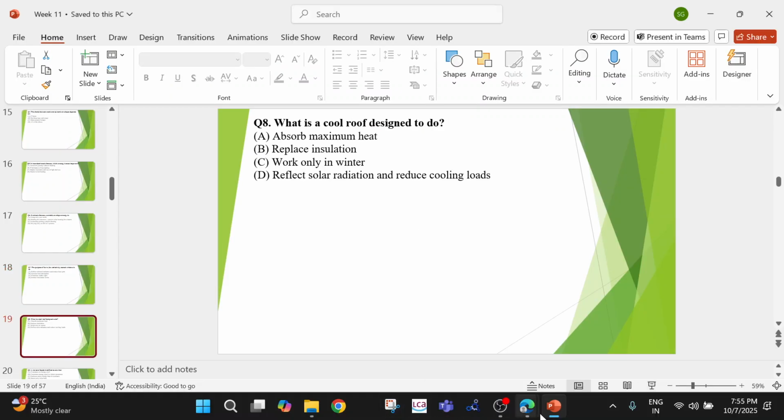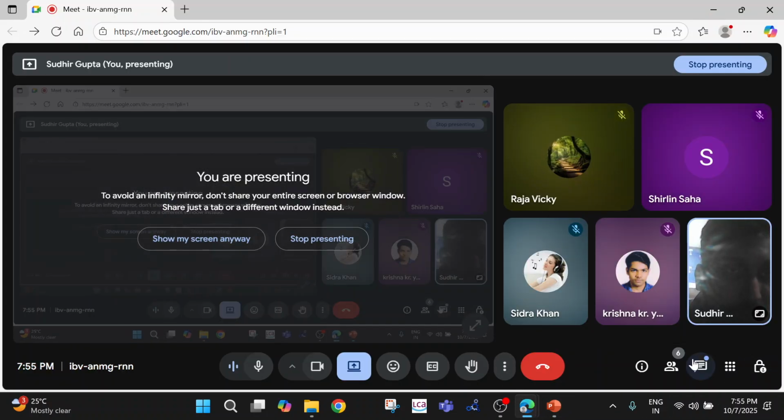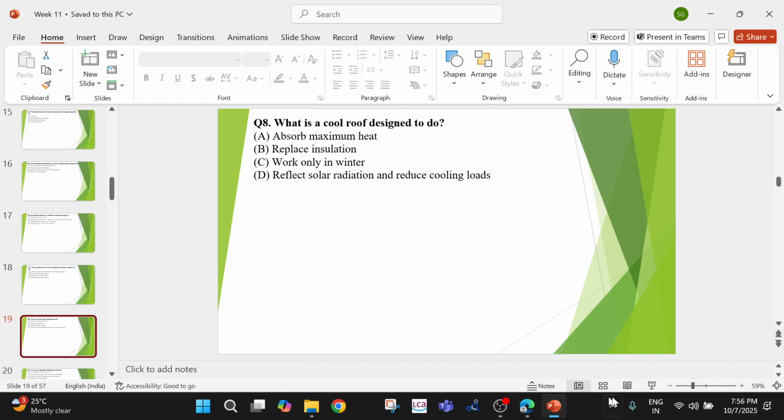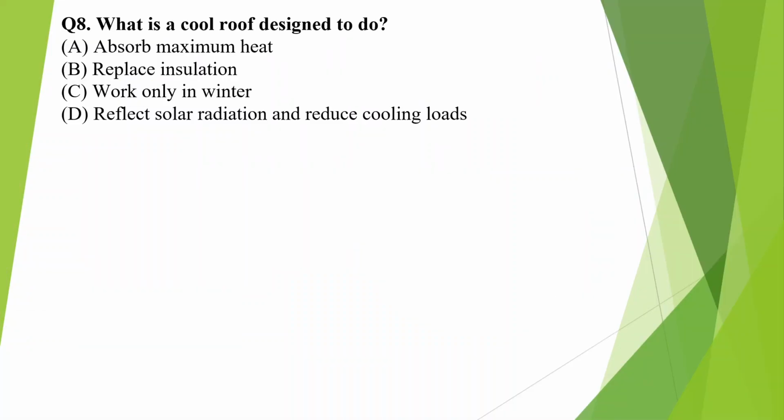As I can see, many of you have answered question number 8, and 8A has been marked by Vicky, and others have marked option D. So let me tell you all that option D is the most appropriate answer. If I talk about the most appropriate and single answer that I will opt for in question number 8, it will be option D.